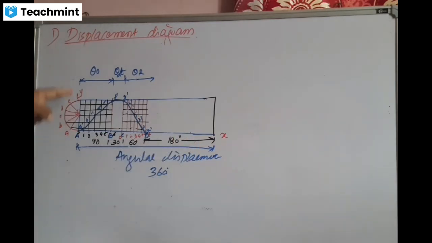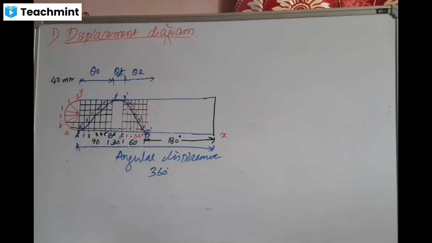Now draw the AY line in such a way that it is equal to the rise of the follower, or stroke of the follower. The stroke of the follower here is 40 mm. Now you draw the line AY as 40 mm.